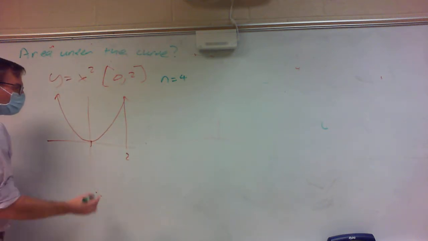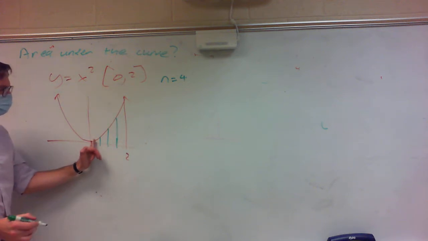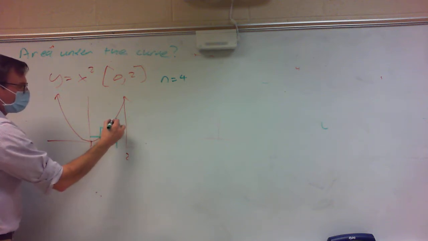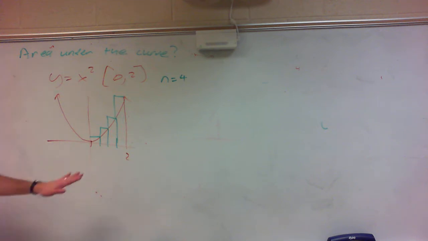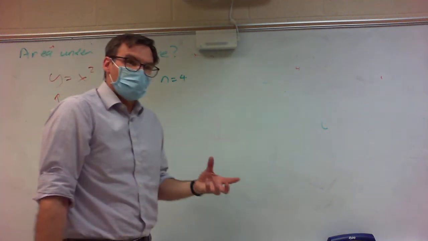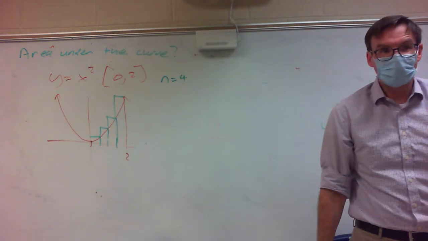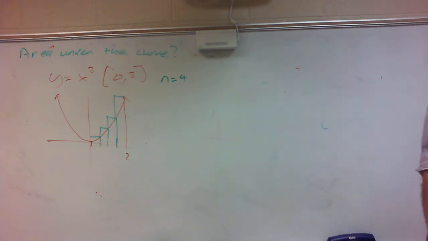So if I use 4 rectangles, well, let's see. We divide this up into 4 parts. And we get a rectangle here, a rectangle here, a rectangle here, and a rectangle here. If I were to find the area of each of these 4 rectangles and add it up, could that be an approximation for the actual area? Is it the exact area? No, right? Is it an overestimate or underestimate? Over, right? Silly questions, okay?